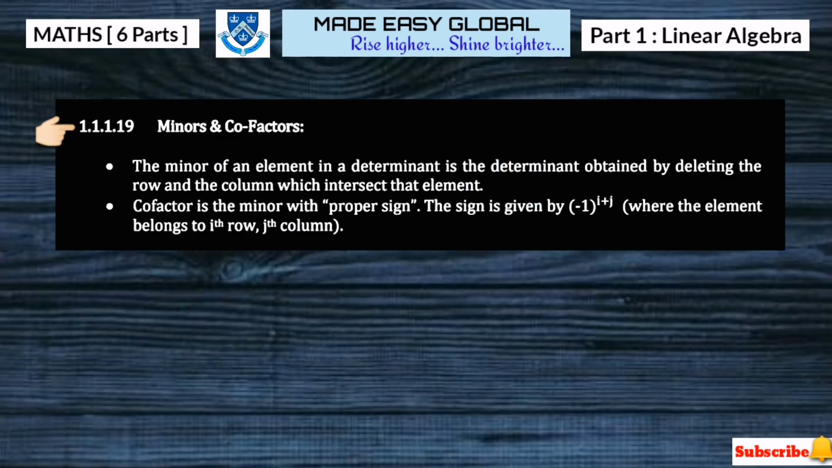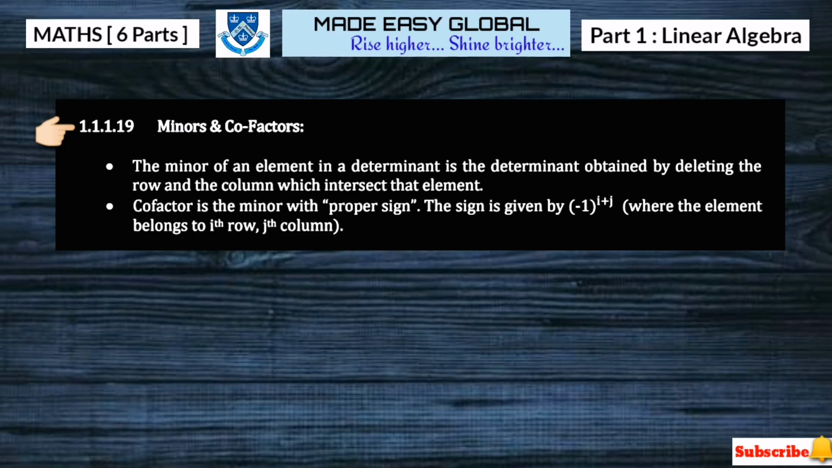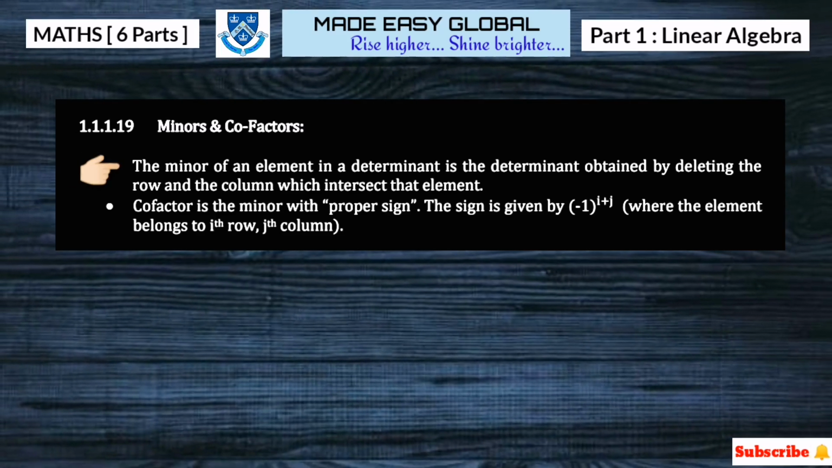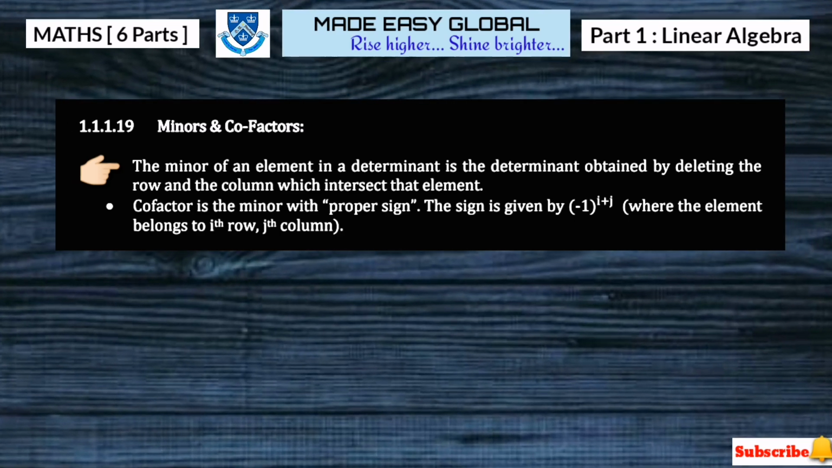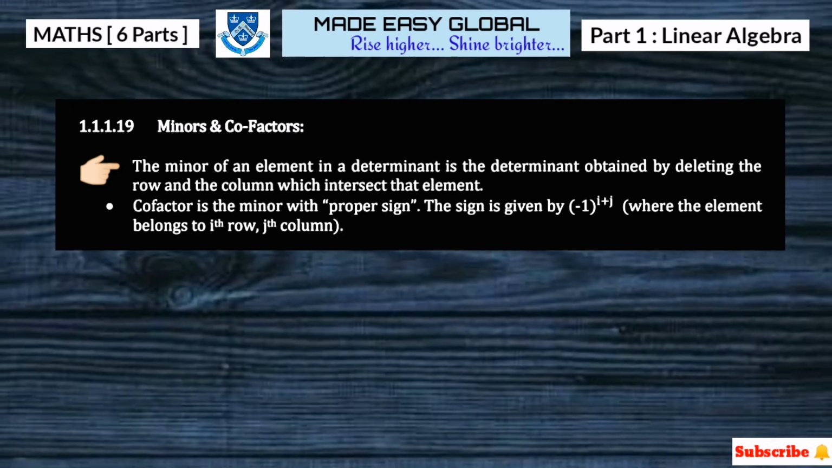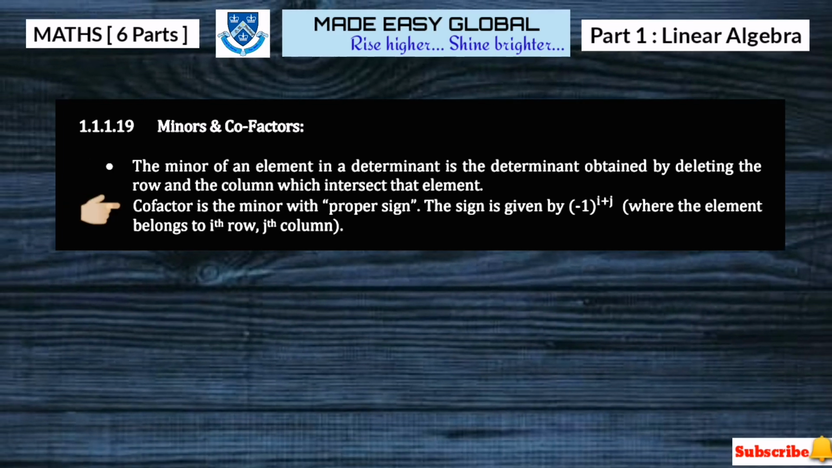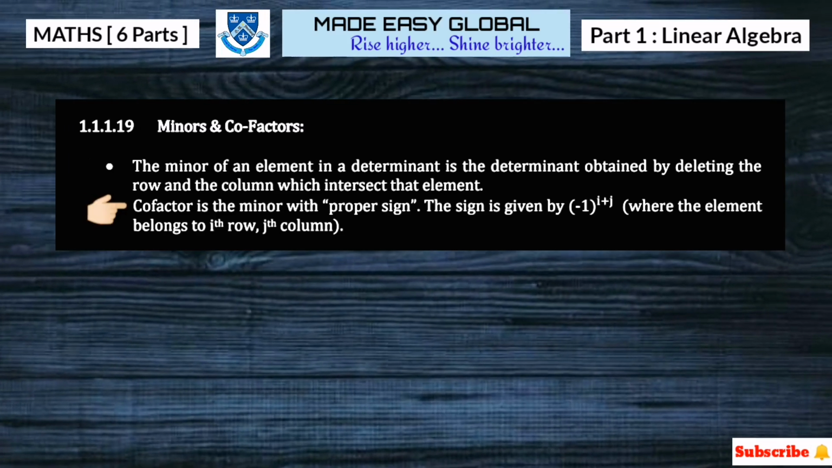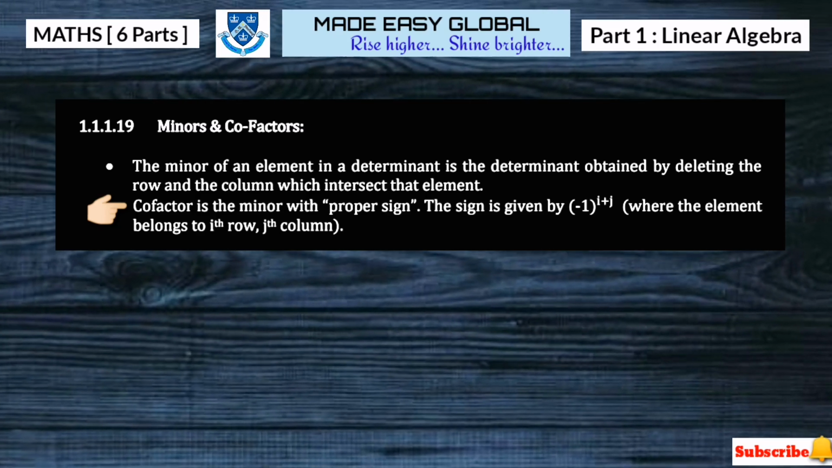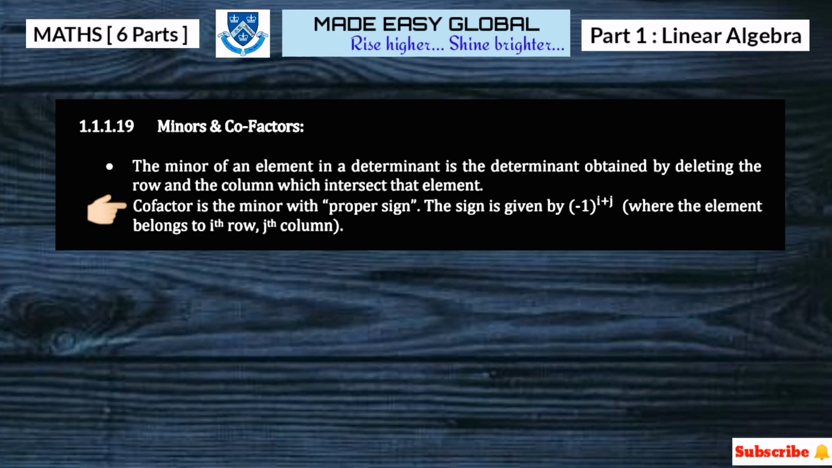Then the next one is minors and cofactors. Here the minor of an element in a determinant is the determinant obtained by deleting the row and the column which intersect that element. Then cofactor is the minor with proper sign, and the sign is given by minus 1 raised to i plus j, where the element belongs to ith row and jth column.